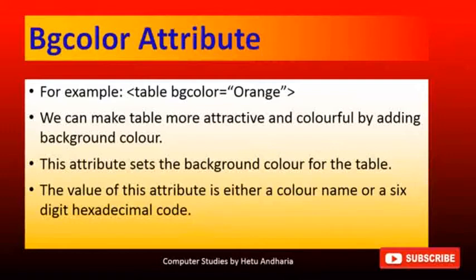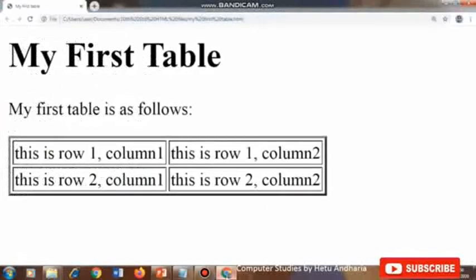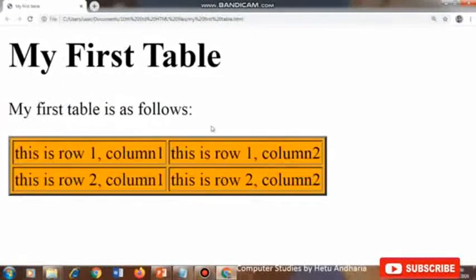So we will do it practically. In the table tag we will type bgcolor equal to orange. Ctrl S. Let's see the output. So you can see the color of the whole table has changed.